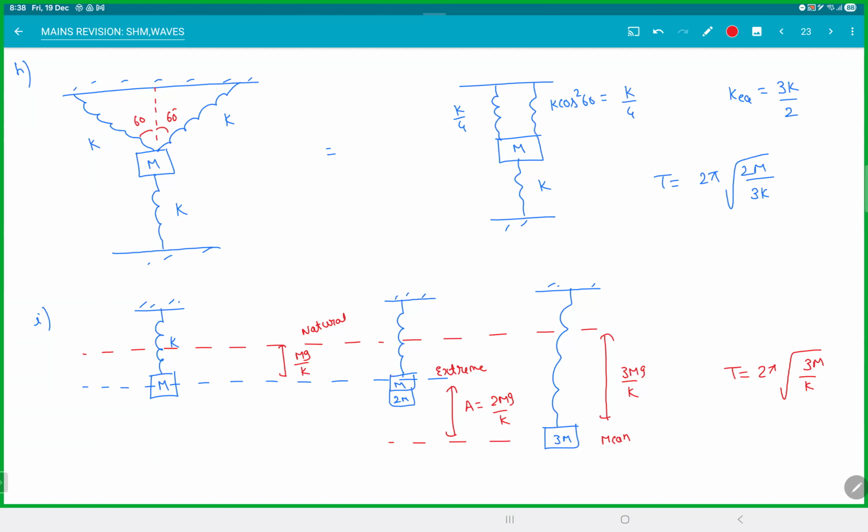Clear? The moment you attach the block, you start from rest. If you're starting from rest, that means you're at the extreme position. Find the natural length, find the extreme position, find the mean position, and you're done. Clear with this?